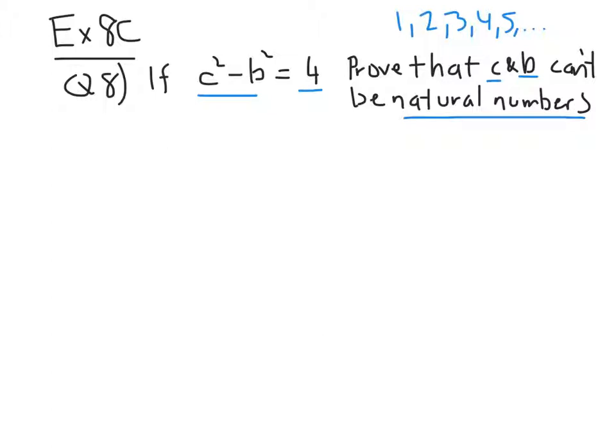So what I thought with this one was there are a couple of different ways to go. Well, let's start with our original statement, c squared minus b squared is equal to 4. Now, if we do difference of two squares with that, we could say, well, that's c minus b and c plus b is equal to 4.